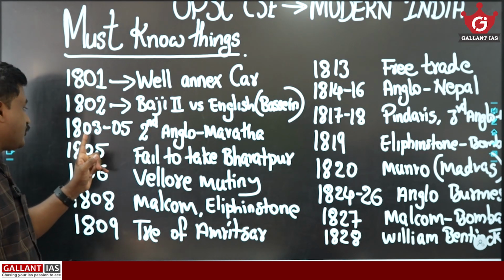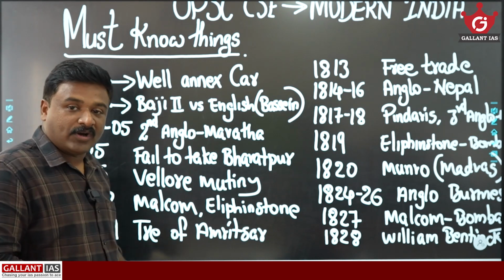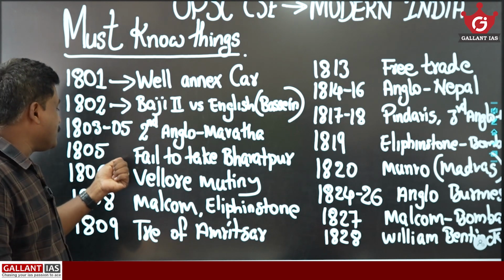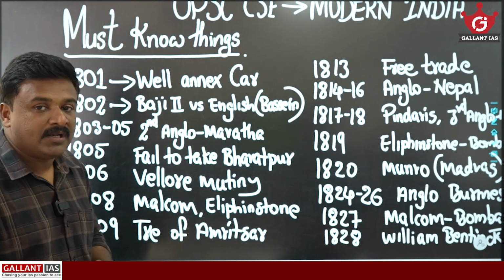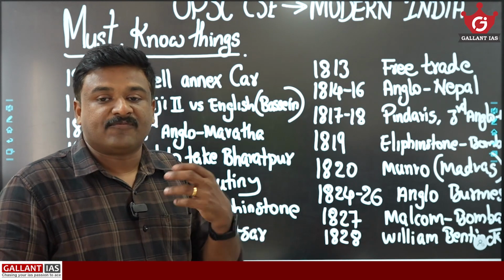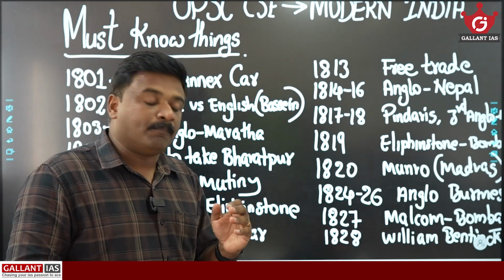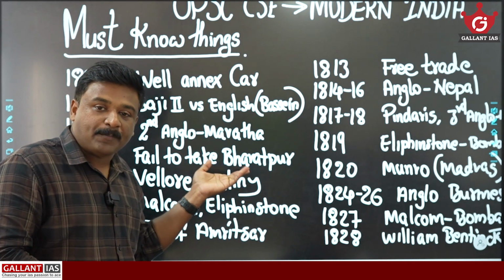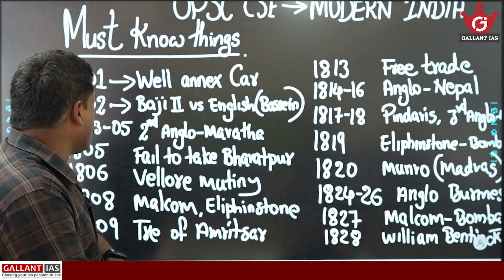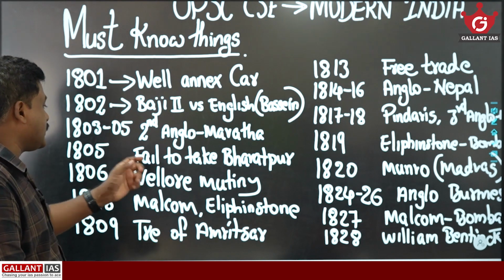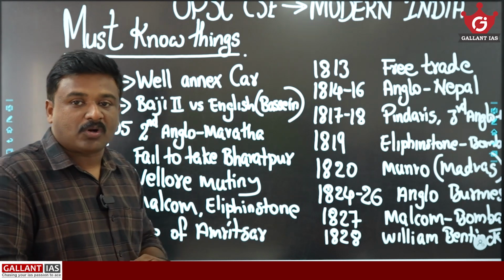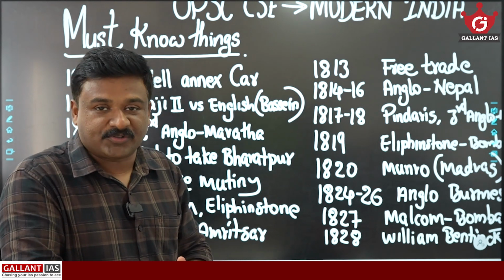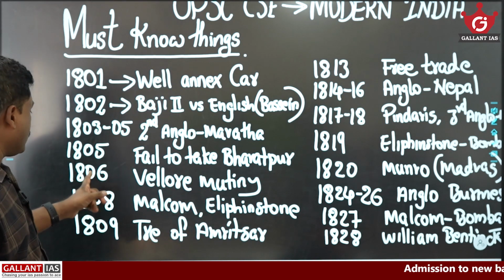That is 1802. 1803 to 5, it is the Second Anglo-Maratha War. Then there is 1805. British failed to take Bharatpur. Bharatpur is important because this is one of the most humiliating defeats the British faced in Indian history. Bharatpur is a fortified city in Rajasthan, it was the capital of the Jat Kingdom, and it couldn't be seized by the British. The seizure of Bharatpur is very important from the point of view of British territorial expansion in the north. So that failure was in 1805.